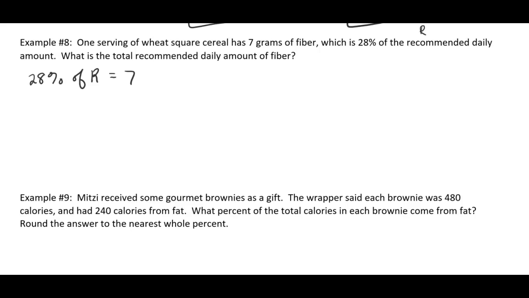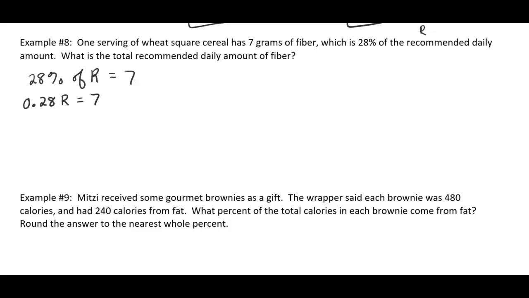Okay, so I think that makes sense to me. 1 serving has 7 grams, and that 7 grams is 28% of the recommended daily. I kind of switched it. I probably should have put 7 equals 28% of R, but that's okay. All right, now we've got to clean this up a little bit, make it an equation we can work with. 0.28, change the percent to a decimal, of means times, R equals 7.